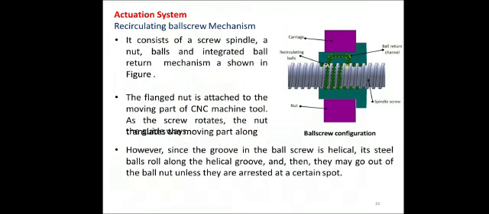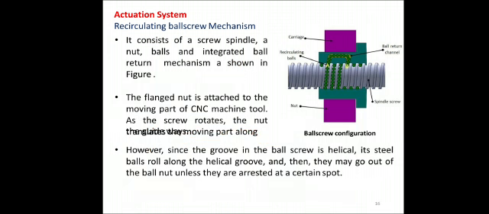Next point is the actuation system. In this system a mechanism, that is the recirculating ball screw mechanism, is used. It consists of a screw spindle, nut, balls and integrated ball return mechanism as shown in the figure. The flange nut is attached to the moving part of the CNC machine tool. As the screw rotates, the nut translates the moving part along the guide ways.